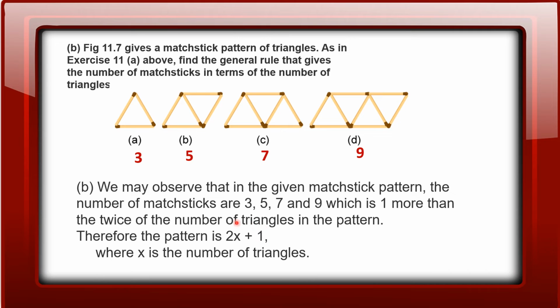If you want to make 100 triangles, how many mastics are needed? 2 into 100, that is 200 plus 1. 201 mastics are needed to make 100 triangles like this. So this will help you to solve many real life problems also. It's very interesting. You can make so many patterns like this if you find out the rule.